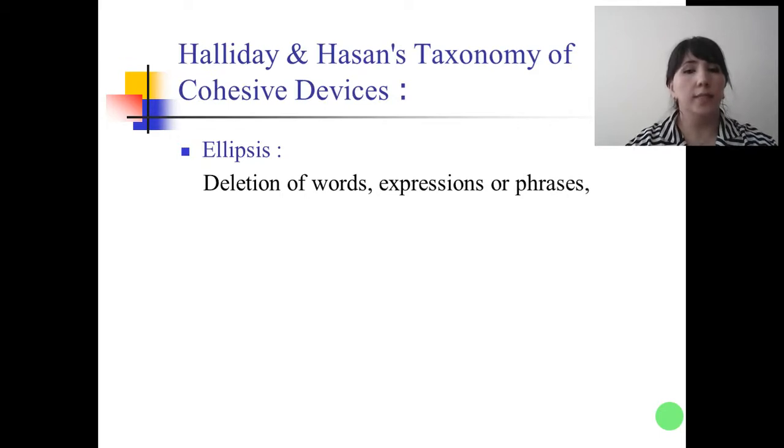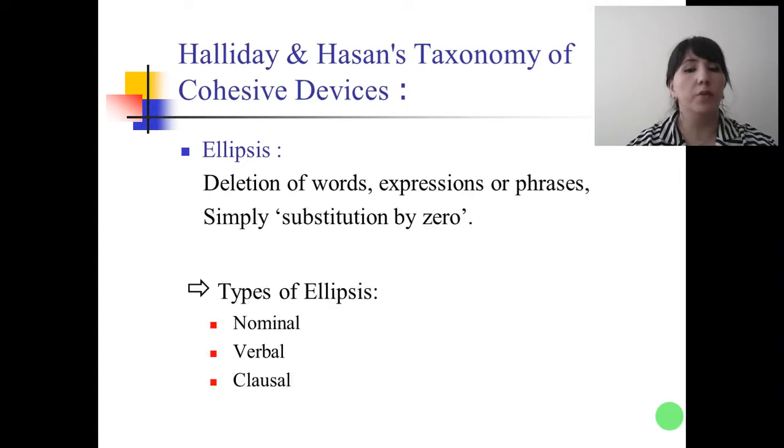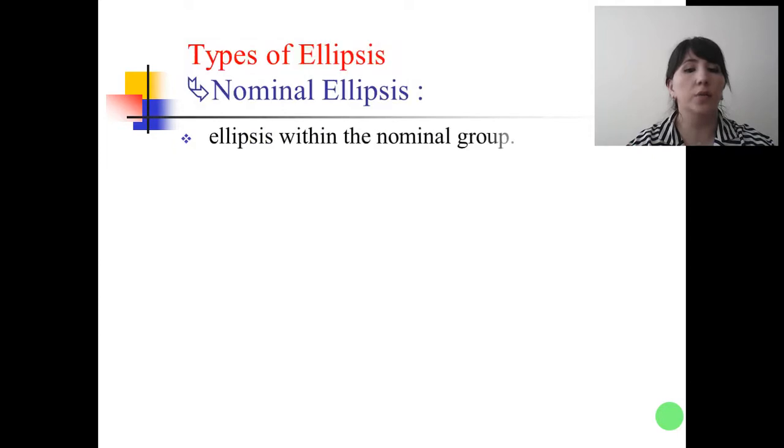Halliday and Hasan's taxonomy of cohesive devices: ellipsis. Deletion of words, expressions or phrases, simply substitution by zero. Types of ellipsis: nominal, verbal, and clausal. Types of ellipsis: nominal ellipsis. Ellipsis within the nominal group.